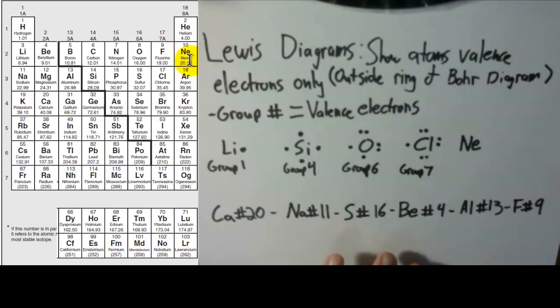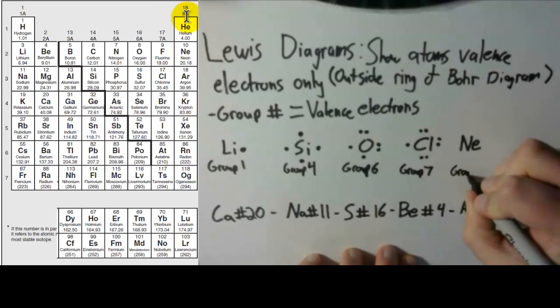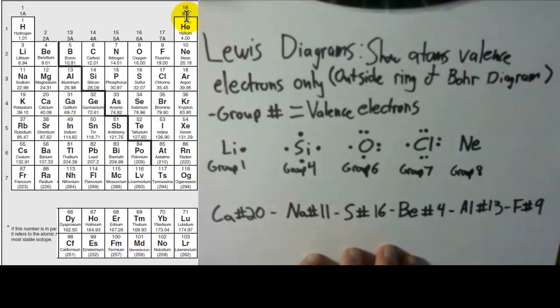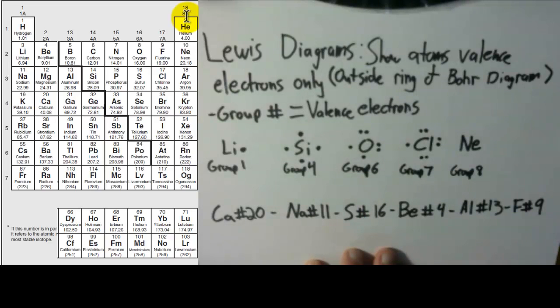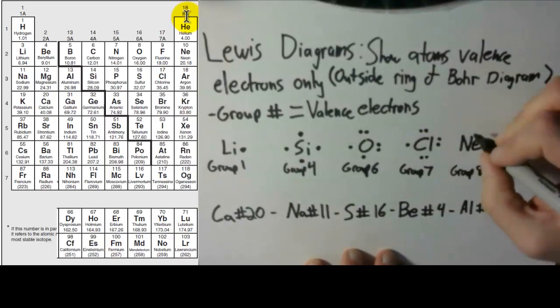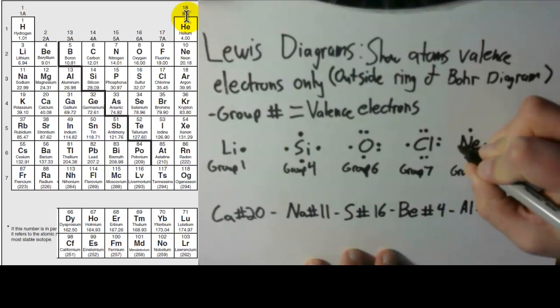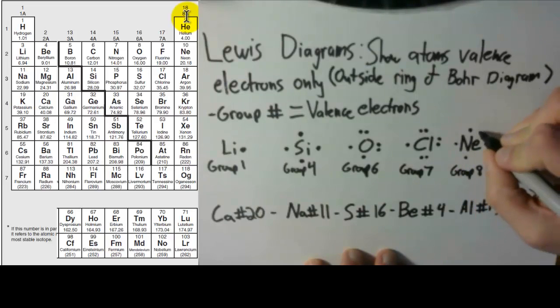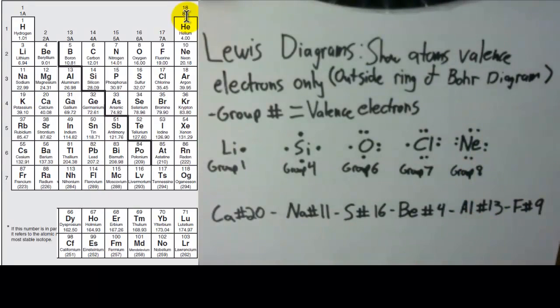All right, and last up for the examples for today is neon. Neon is element number 10. It's in group 8. And I'm referring to 8A, just like all the other ones, right? Like 7A was chlorine, 6A is oxygen, etc. So this is group 8A, which means it should have 8 valence electrons. So we're going to do the same thing. Top, right, bottom, left. That was 4. Top, right, bottom, left. And that uses up all 8.